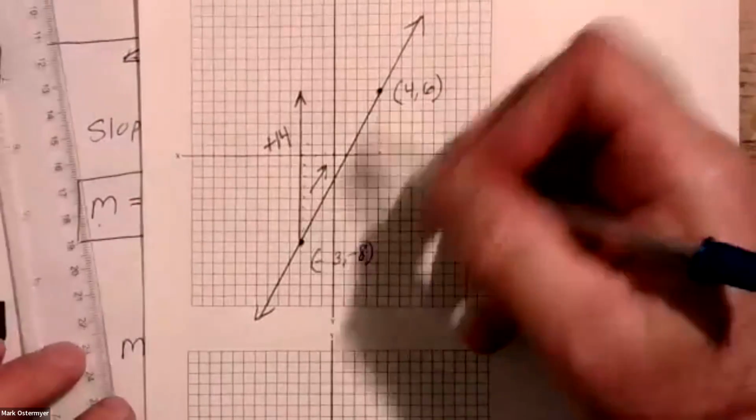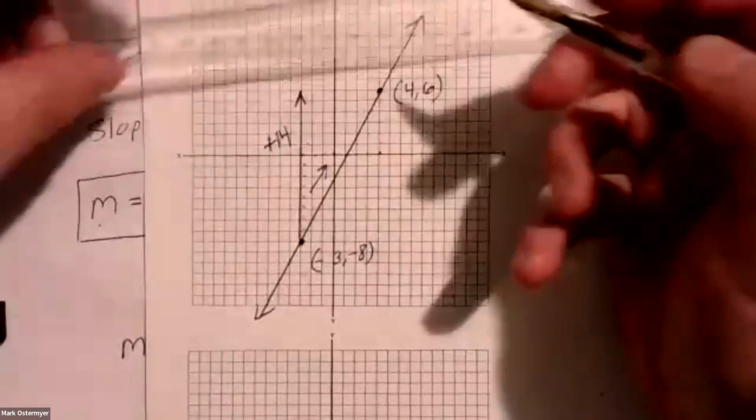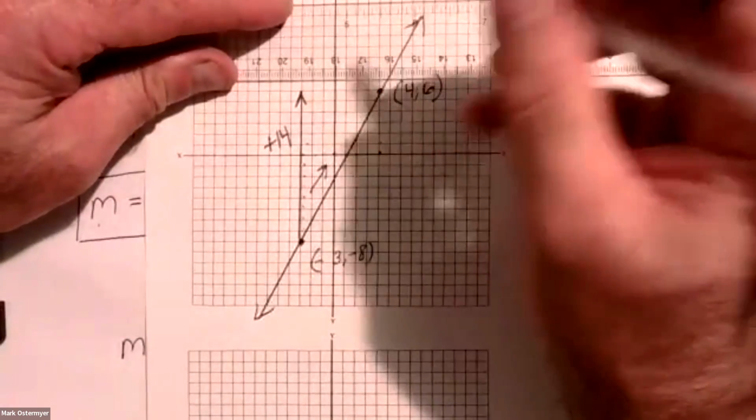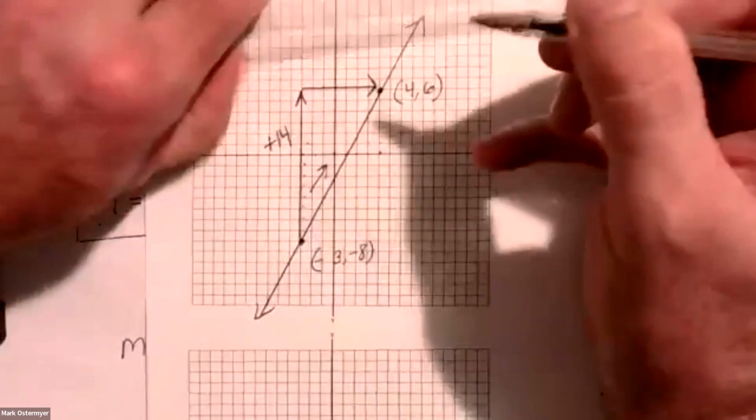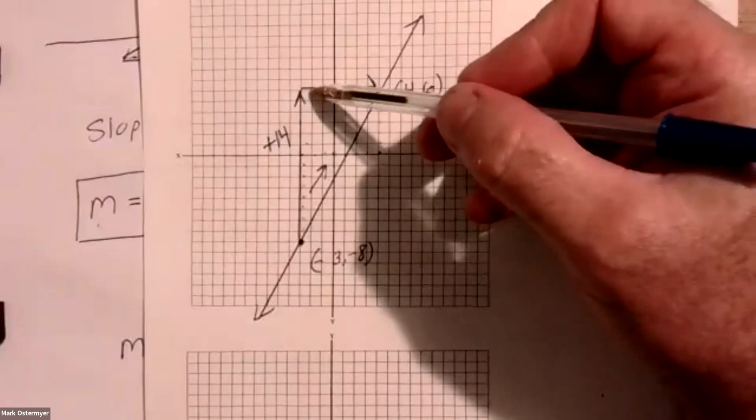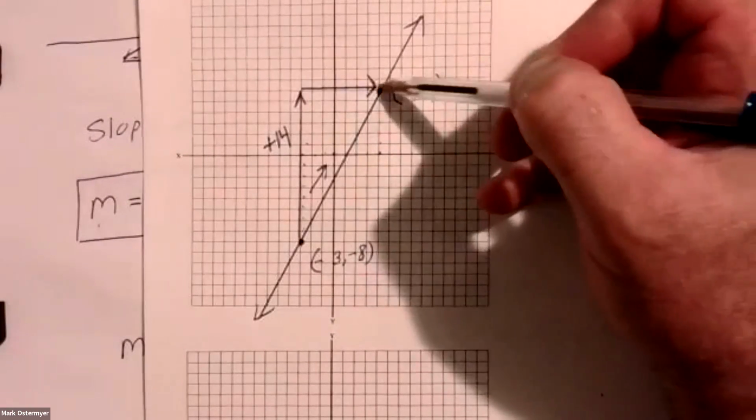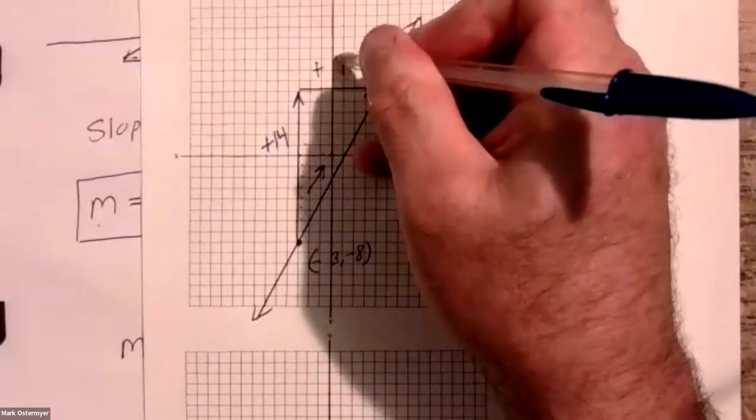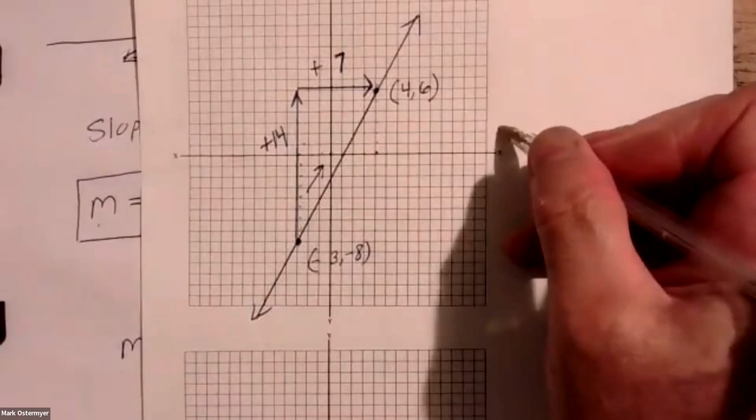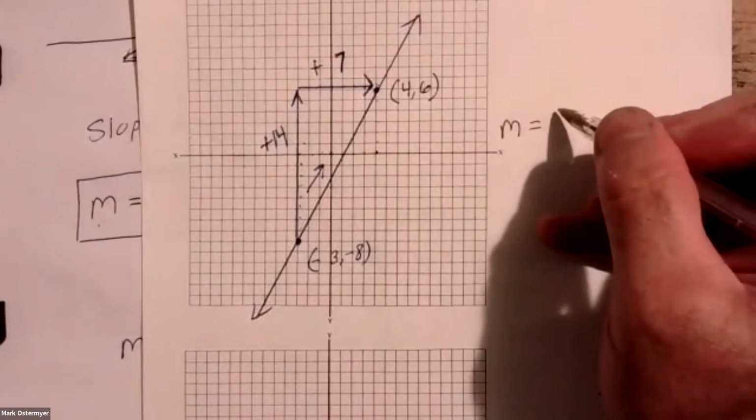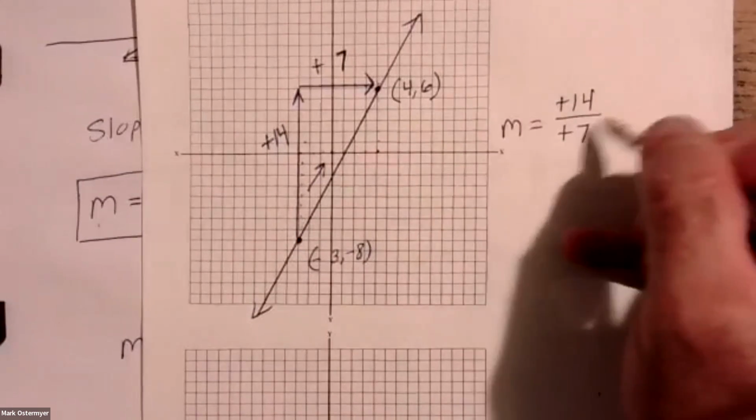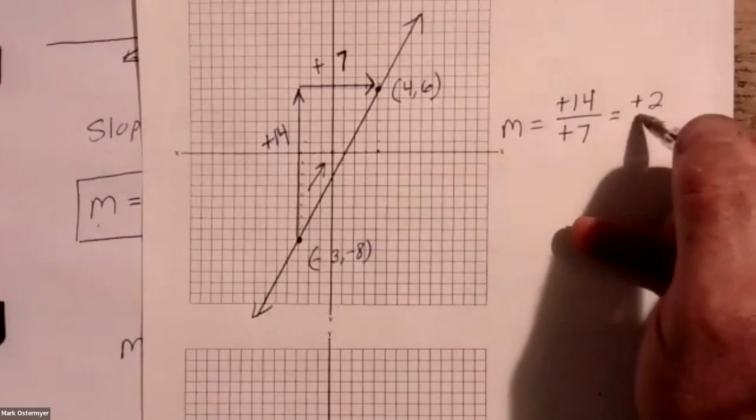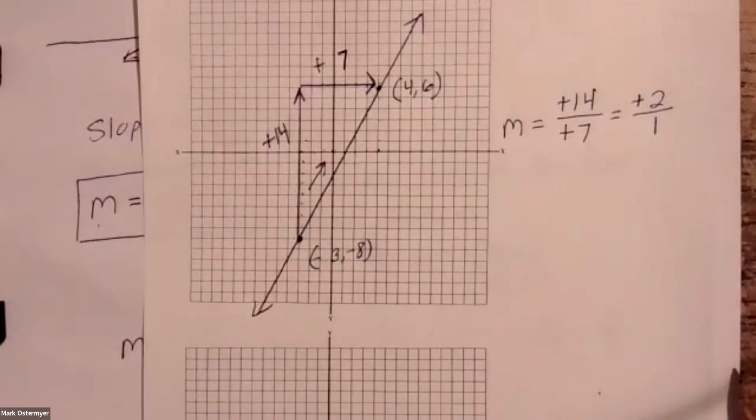How much run in walking from this point to this point on the line do I experience? The run is going to be in the positive x direction. Positive 1, 2, 3, 4, 5, 6, 7. Positive 7. There you go. So therefore, the slope of this line we can clearly see is plus 14 for the amount of rise divided by the amount of run, which is plus 7. Or you could reduce this down and say plus 2 over 1 is the slope. So the slope is 14/7 or 2 over 1.